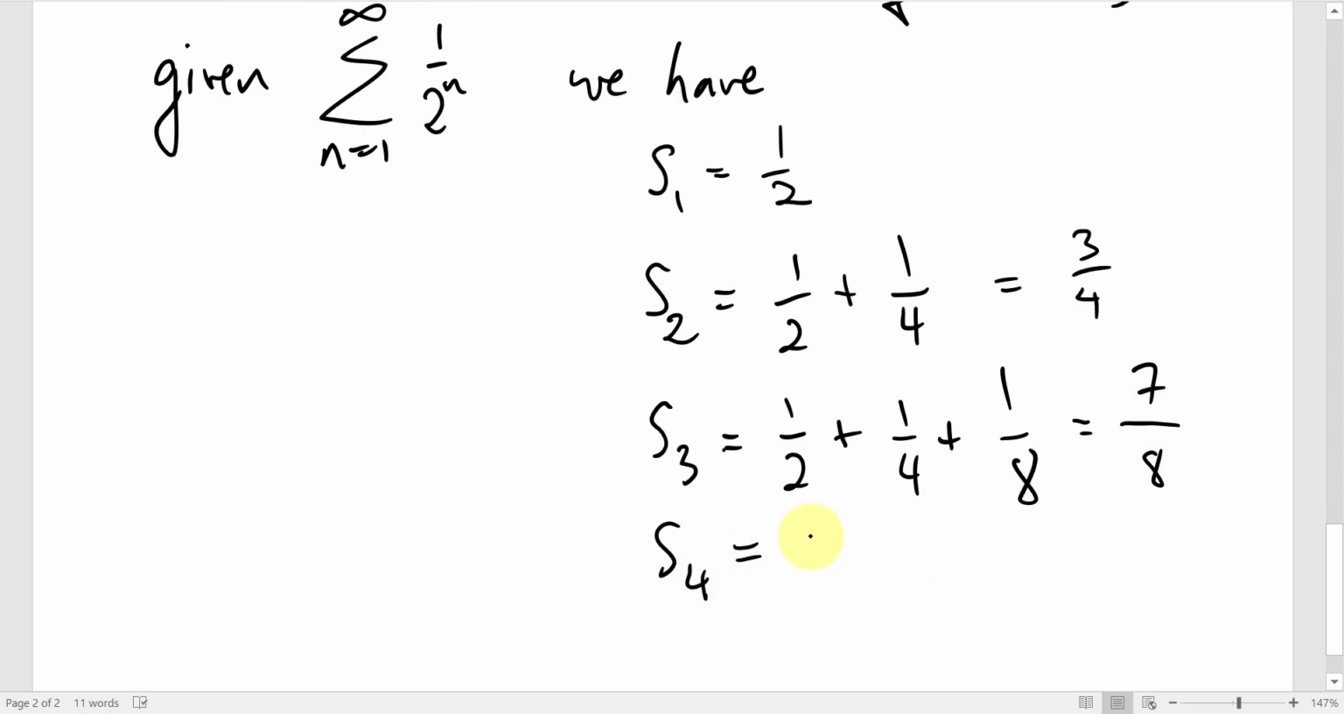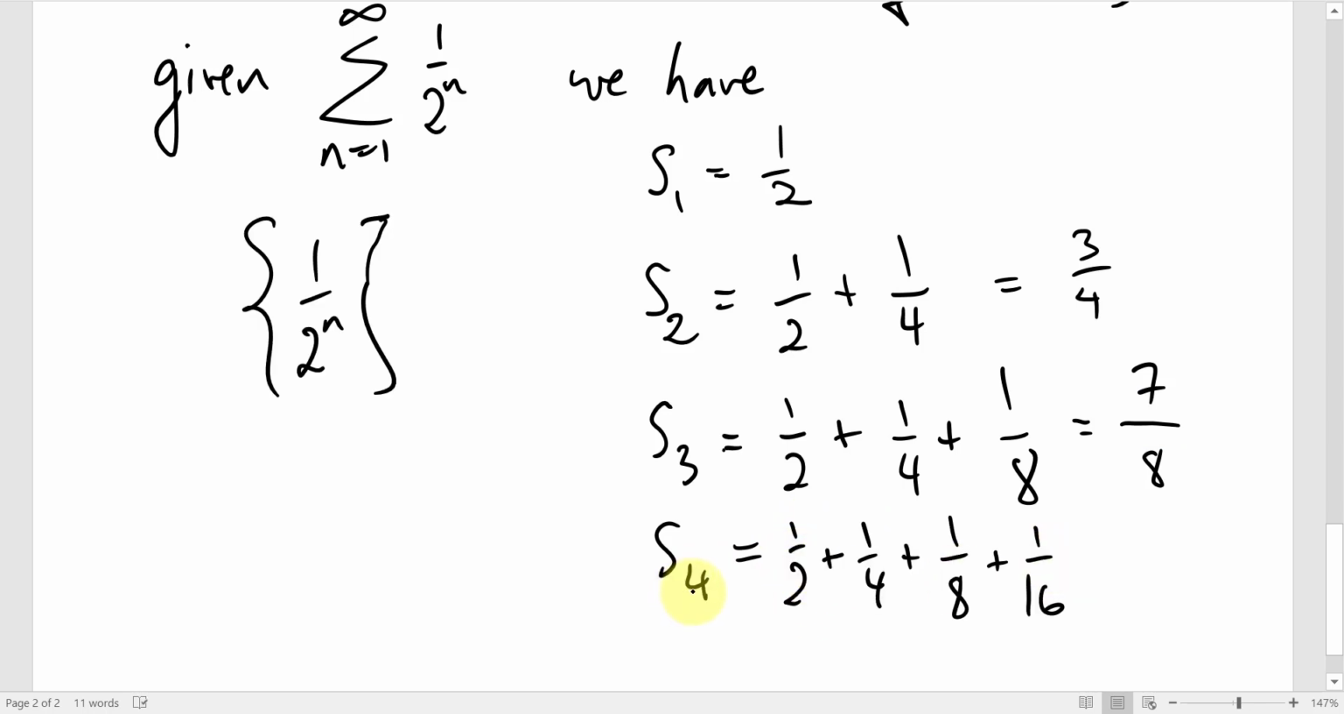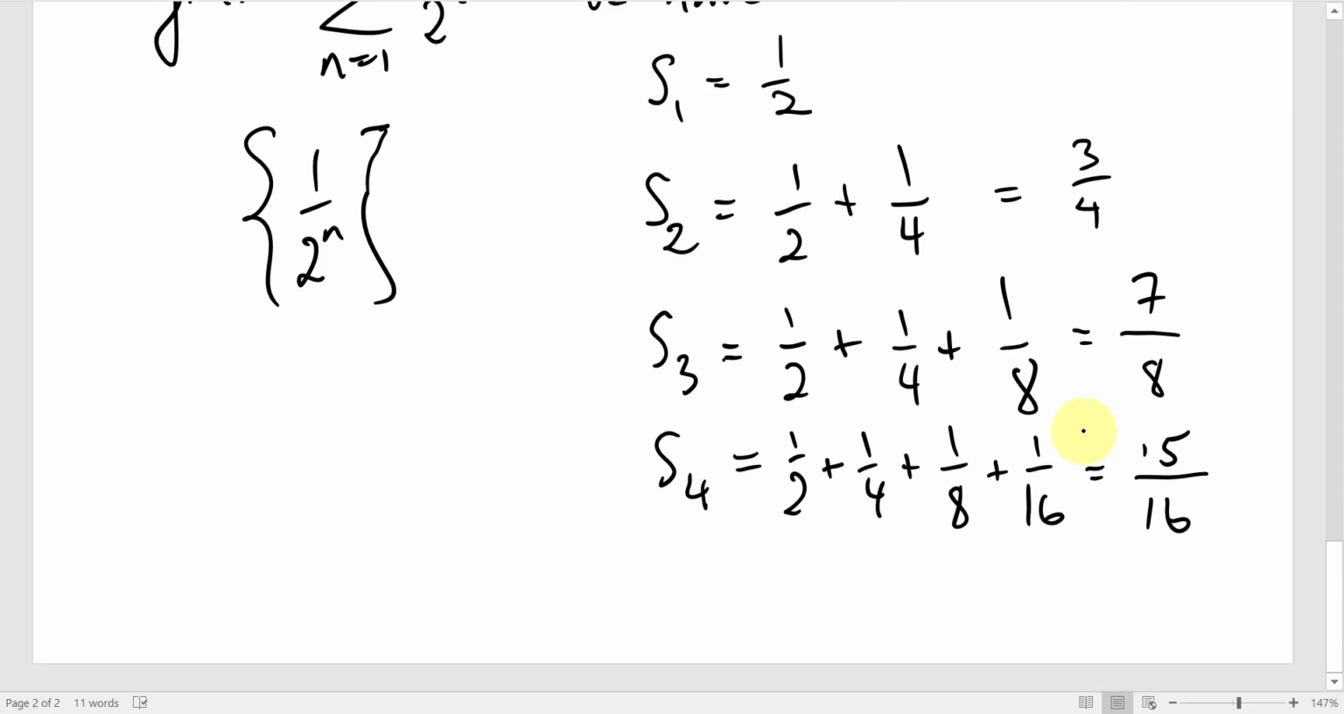If you add the first 4 terms, so S4, this is 2 to the 1, 2 to the 2, 2 to the 3, 2 to the 4. What happens when you add all these guys? You get 15/16, and so it's becoming apparent here. And I did this in another video, so I won't go through the whole entire algebra, but it's really a beautiful, fascinating, and neat little derivation.